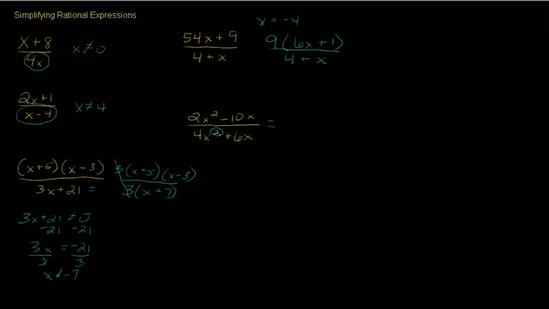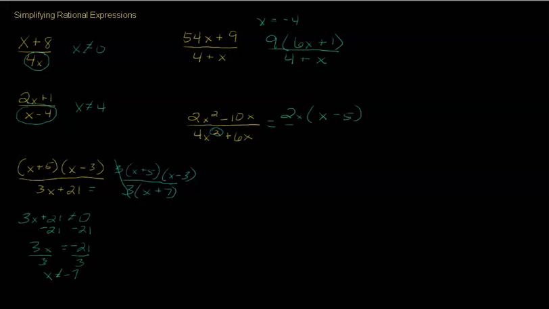All right, so let's look at the top. We could factor out a 2x. The greatest common factor of both of these is 2x. So if we divide 2x squared by 2x, we get x. We divide 10x by 2x, we get 5.